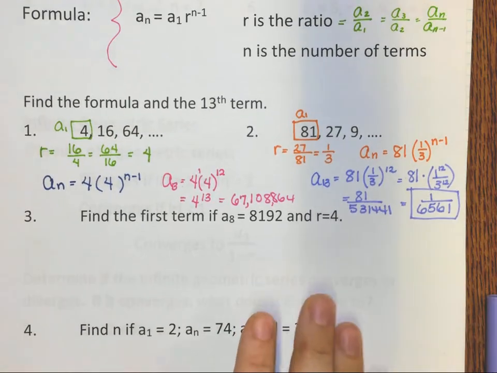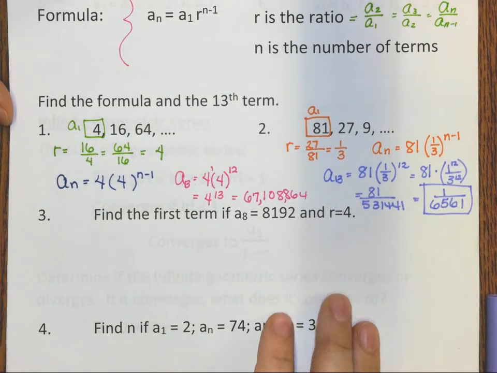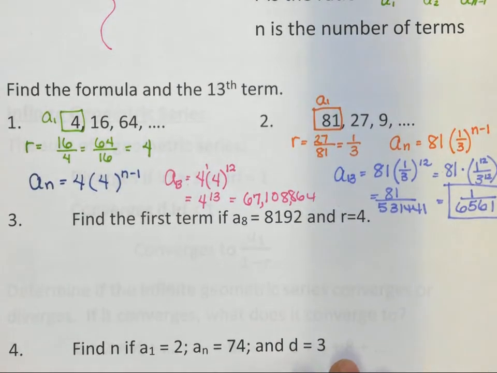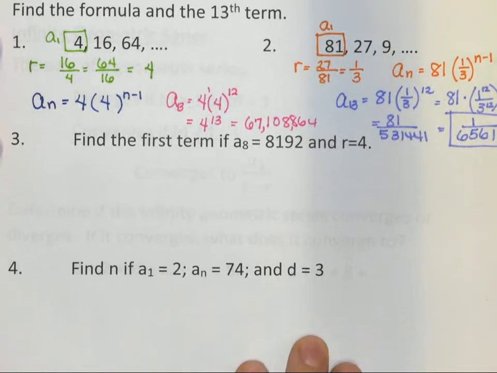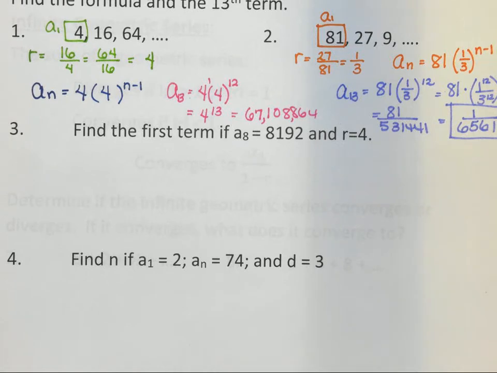All right, the third problem says, okay, this time we're given the 8th term, we're given the ratio, we want to find the first term. So go ahead and write that information down. Were there any questions on number 2? Sorry, I forgot to ask. No?